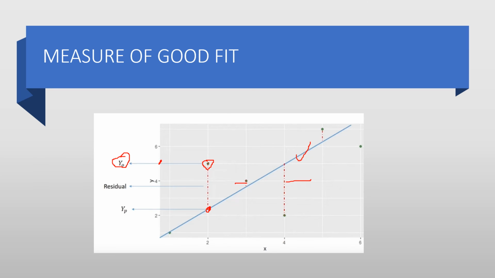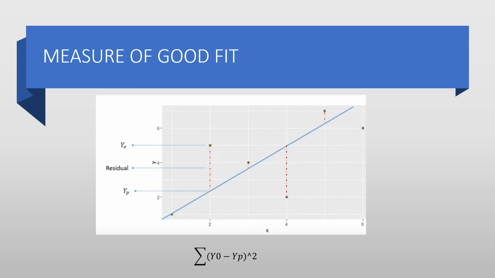So now moving forward, for the measure of the best fit line, the summation of (yo minus yp) squared must be small, where yo is the actual output that we have and yp is our predicted output, so that we can have a result that is closer to the actual result. This is the basic idea behind choosing the best fit line.